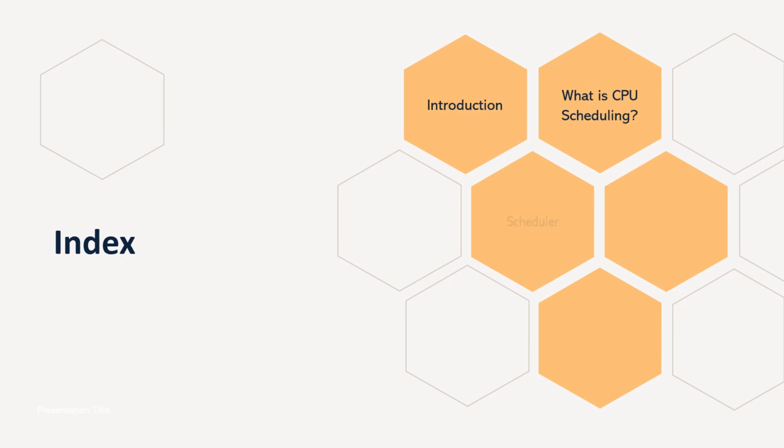As you can see, this is the index slide which provides an overview of the topics we will be covering. Let's quickly go through the different sections. Firstly, we have the introduction. In this section, we will provide a brief overview of CPU scheduling. After that, what is CPU scheduling? A scheduler to do that, types of scheduling, and difference between primitive and non-primitive scheduling.